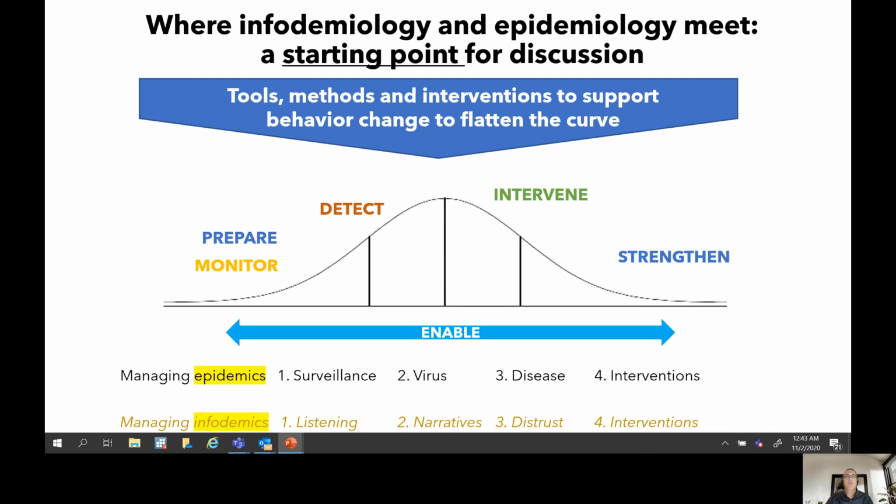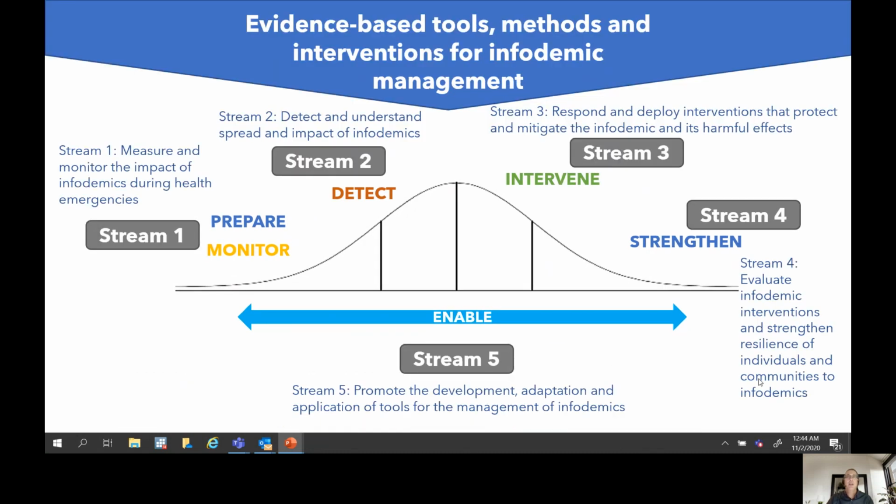And this is really just to show as a starting point where infodemiology and epidemiology meet. And it's graphically showing the various stages of response. And the ultimate goal is flattening the curve. And then you also have how different aspects of concepts of managing an epidemic in terms of surveillance, the virus, disease, interventions, can apply to infodemics, where you have social listening, narratives, distrust, interventions as well. And there are different streams that have been associated with that.